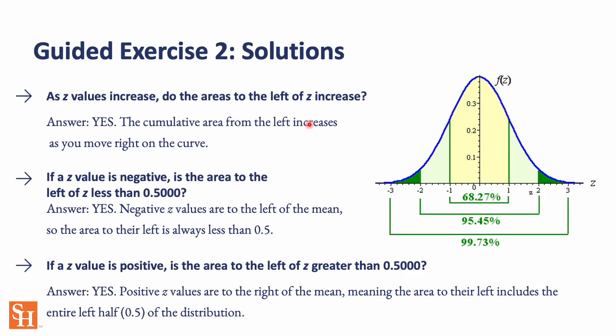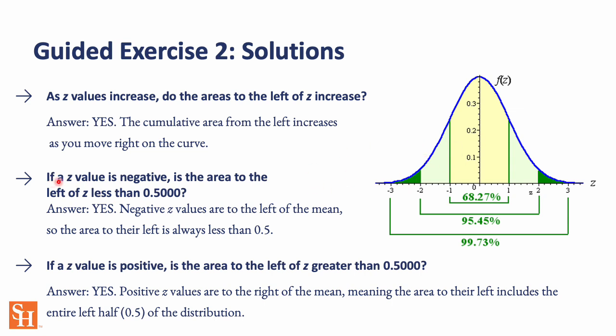So let's try to answer this question. As the Z value increases, does the area to the left side of Z increase? So you can see here the Z value is -3, here the Z value is -2. So as the Z value increases, the area to the left side is increasing, right? Here the Z value is -1, which is greater than -2, so the area to the left side is increasing. So as the Z value increases, the area to the left side increases, right? I think that's very clear to all of you.